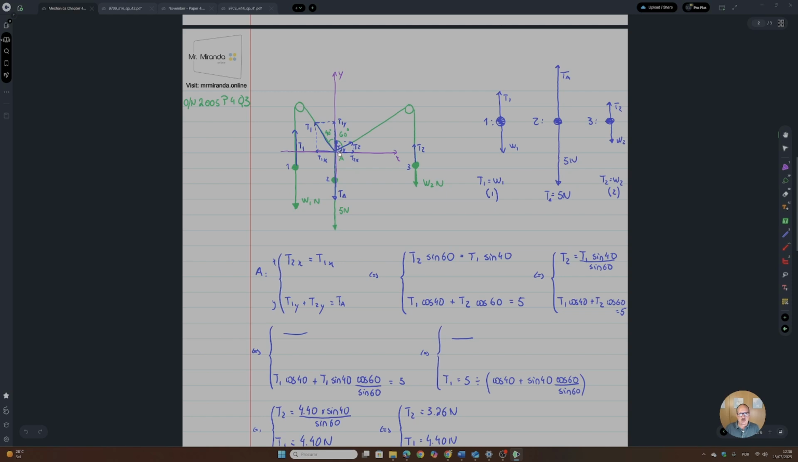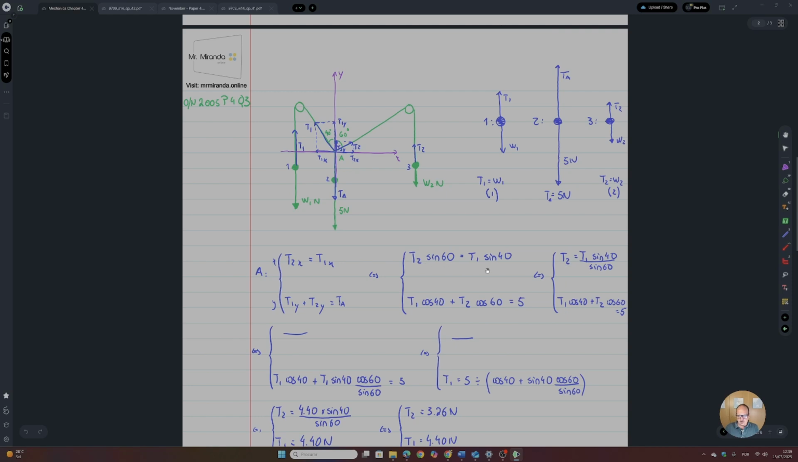T2x is this part over here, which is the opposite side to this triangle over there. So you use T2 sine of 60. The same reason for T1x is T1 sine of 40. And for the y components, you are using the cosine. T1y is going to be T1 cosine of 40, and T2y is going to be T2 cosine of 60. And you know that this must be equal to 5, all right, which is the weight of particle 2.